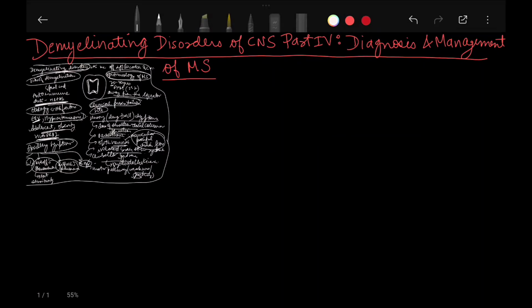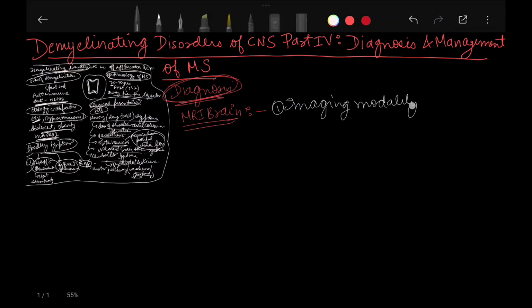Now after this, coming to the diagnosis and management. First of all, the diagnosis. Now what is in the diagnosis? First of all, we have the MRI of the brain. MRI of the brain is the imaging modality of choice. There are 2 types of lesions basically.